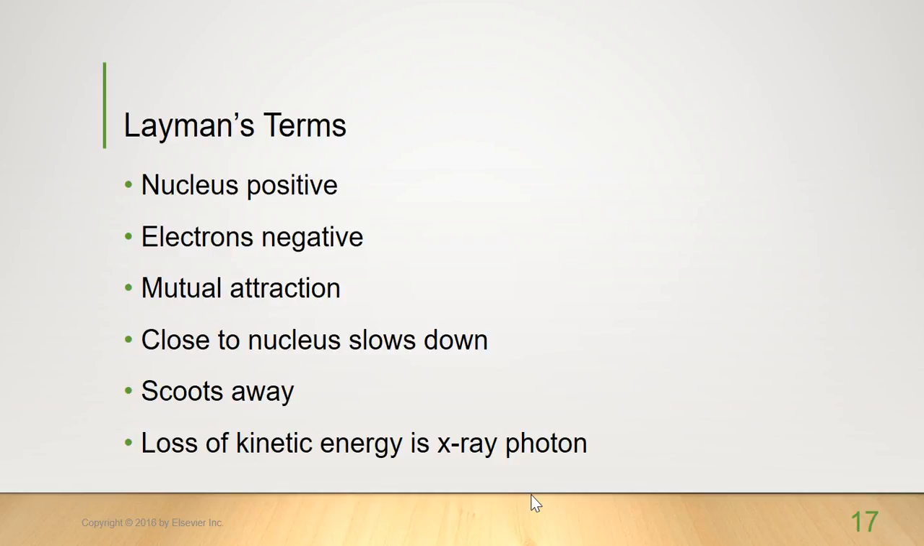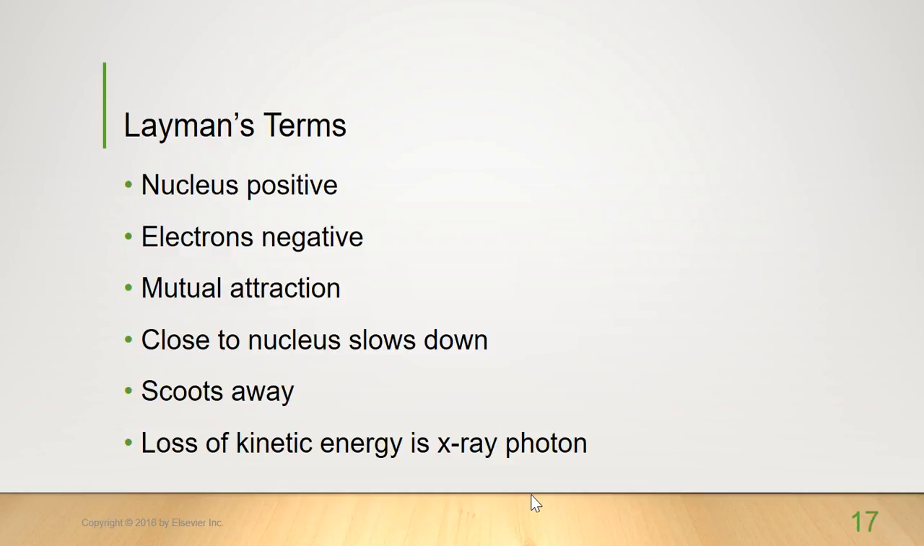But when the electron wants to get close to the force field around the nucleus, it slows down and changes direction, and that makes it scoot away. Instead of throwing it out like a ping, it's just, oh, I'm going to get out of the way here. So the loss of that kinetic energy appears as an X-ray photon.